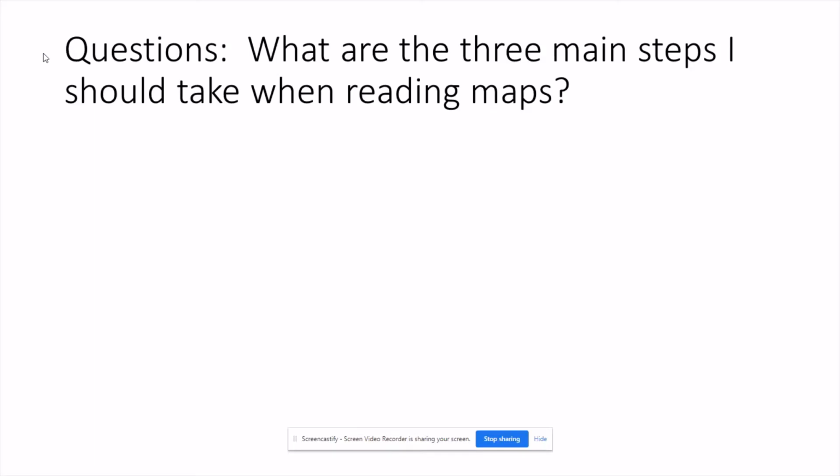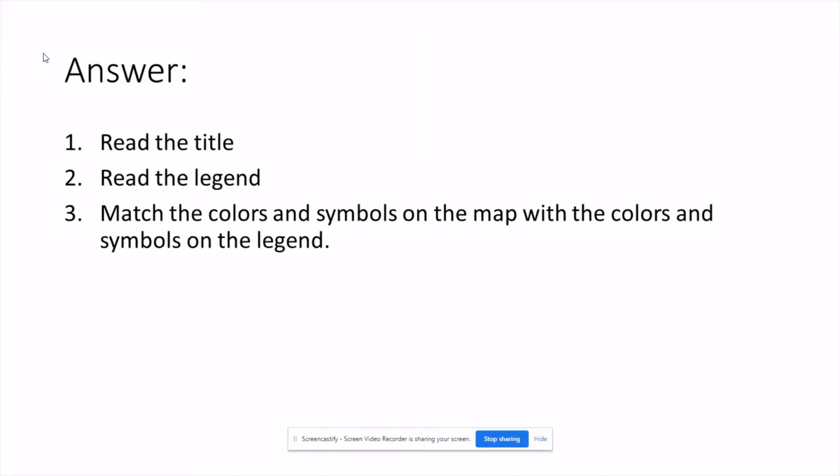So here's a question. What are the 3 main steps I should take when reading maps? Pause and think about that answer. Answer. Read the title, read the legend, match the colors and symbols on the map with the colors and symbols on the legend. Now there might be more steps you'll have to take, but this will get you started.